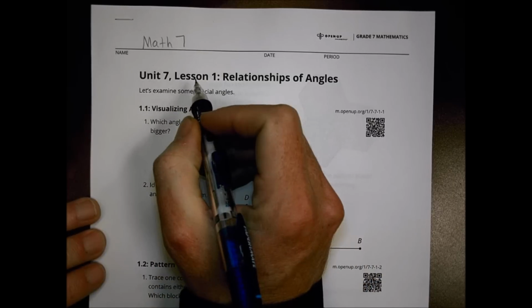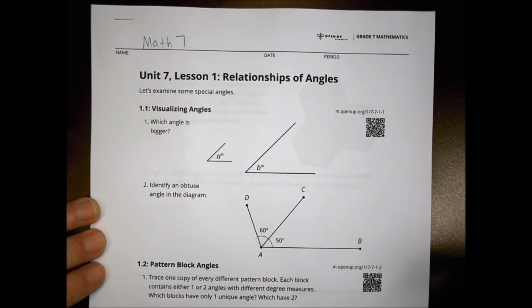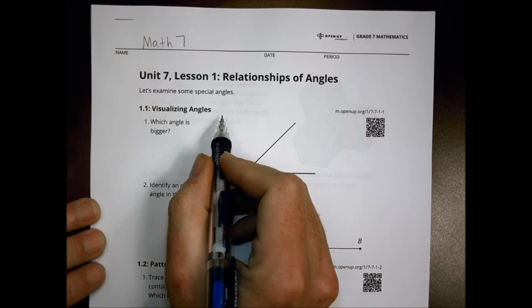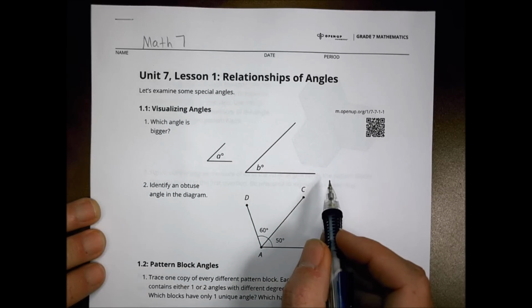Hi, this is Math 7, Unit 7, Lesson 1, Relationships of Angles. So we're talking about some geometry things in this unit, which is pretty fun. So here we go. First of all, it says we're visualizing some angles here, and we're going to look at these two and decide which angle is bigger.